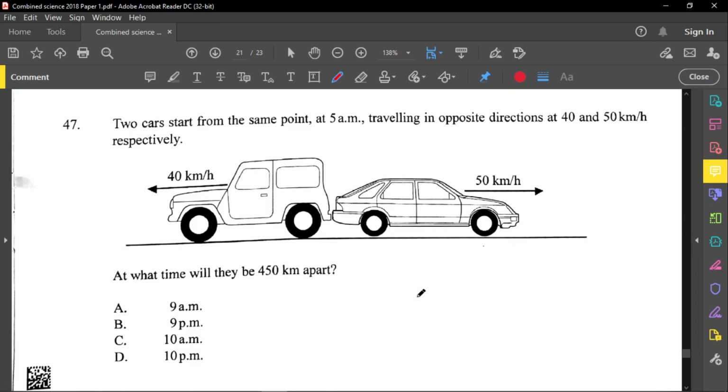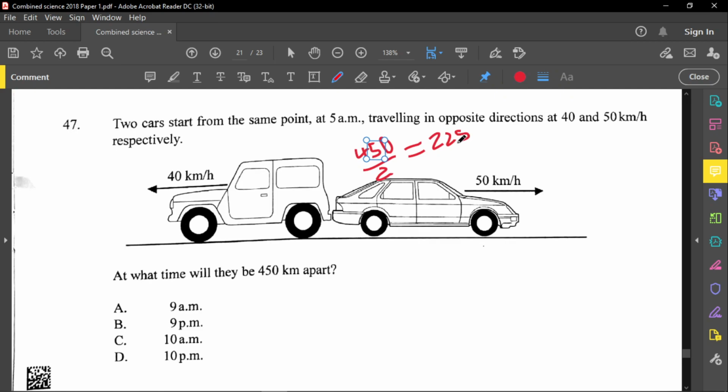But given they are 450 kilometers apart, what we can do is get an average. We can work out the average distance and average time. That's the only thing we can do here. The average distance between the two cars will be 450 divided by 2, which gives you 225. So we're working with that as our average distance.